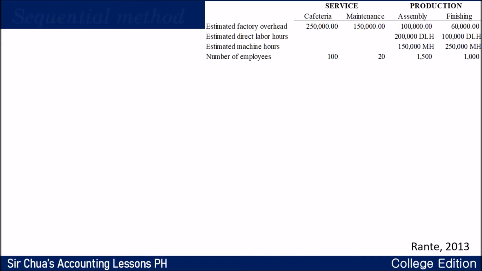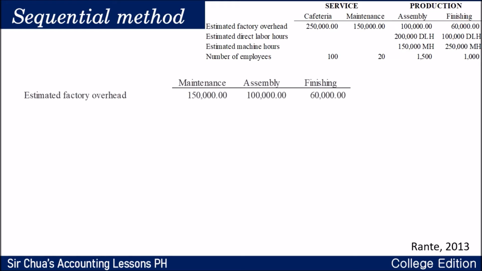Okay, let's proceed to sequential method or step method. Pag step method po, si cafeteria, babahaginan mo muna si maintenance. Tapos si maintenance, babahaginan mo na si assembly tsaka si finishing. Ganun po siya ha. Okay, let's start. So, ganun din po uli. But this time, yung heading natin, dahil mababahaginan din po muna si maintenance, kasama po si maintenance sa calculation agad. Okay? So, the maintenance factory overhead is 150,000. Then, again, for assembly is 100,000. And for finishing is 60,000.